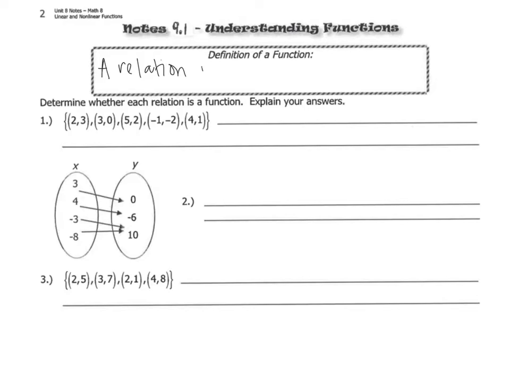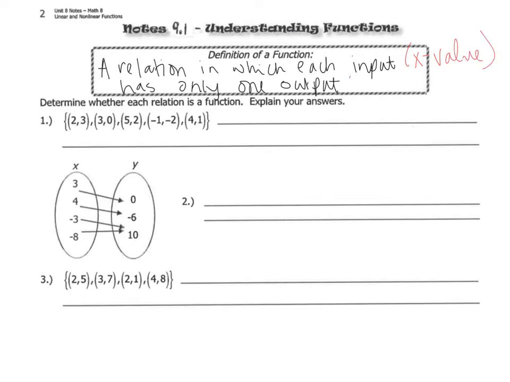A relation in which each input has only one output. When we talk about input, those are x values, and output is your y values.